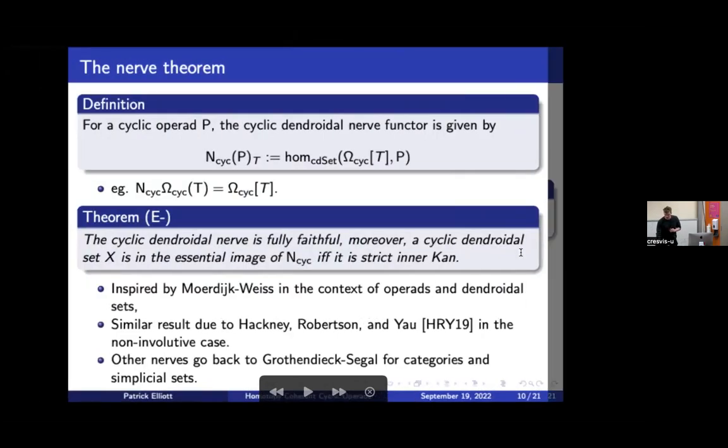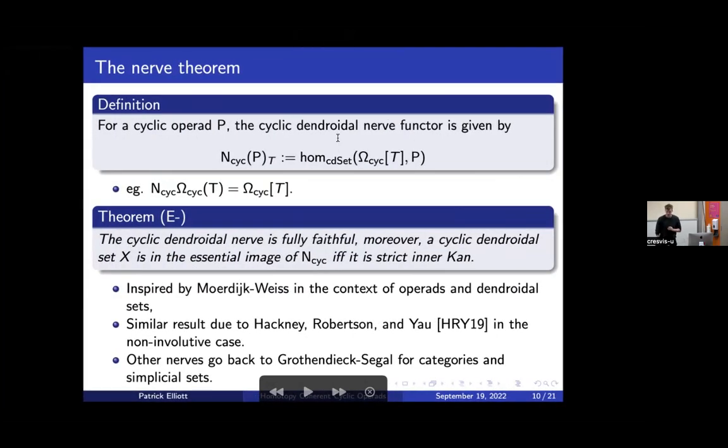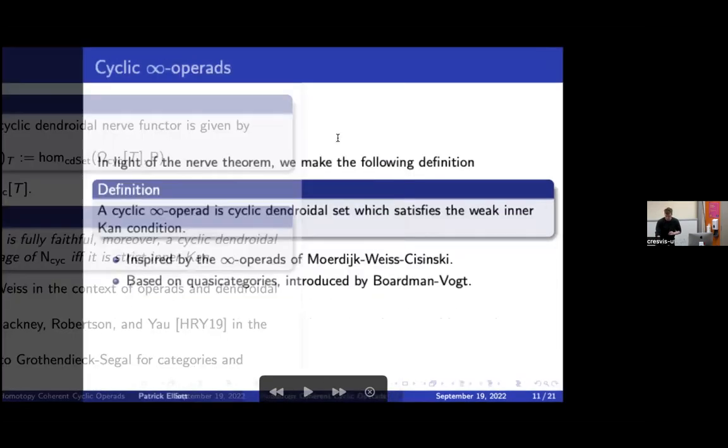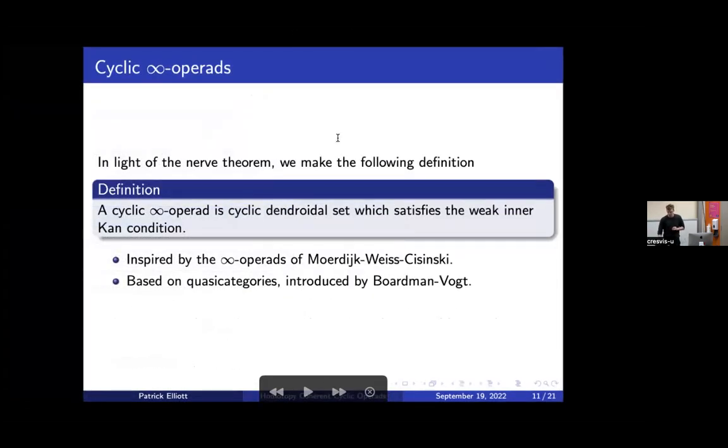Right, so since we have these cyclic dendroidal sets and we can realize operads inside them using this inner Kan condition, it makes sense to loosen up that inner Kan condition, which gives uniqueness of composition by the strictness of the lift, to get non-unique lifts and therefore have an infinity guy. So for us, a cyclic infinity operad is a cyclic dendroidal set which satisfies the weak inner Kan condition. That means every inner horn has a lift, but not necessarily unique. Obviously, this idea goes back to that of quasi-categories as introduced by Boardman and Vogt.